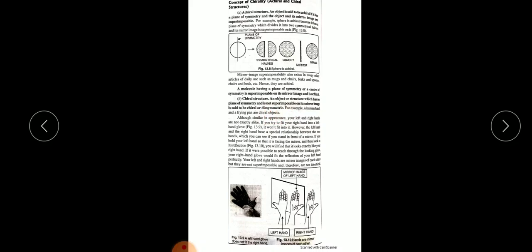Now we need to understand the terms achiral and chiral. Achiral, we understood, means the mirror image is superimposable on the object. Now to understand chiral, if you see your left hand in the mirror, you'll find the mirror image of that left hand is a right hand. Just try it. Now if you try to place the left hand over the right hand, the mirror image, it does not superimpose.